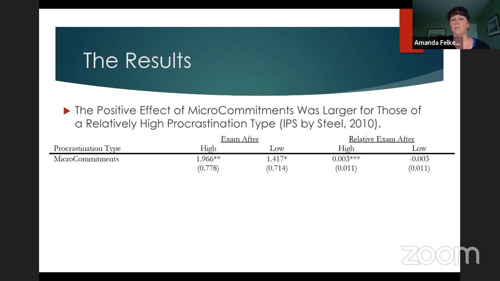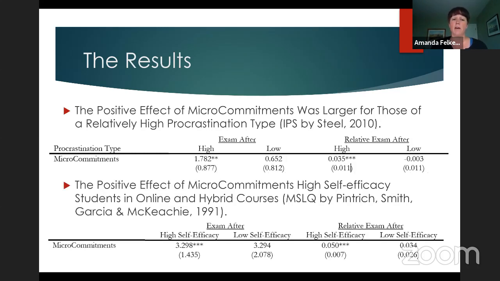Then we looked at our results by procrastination type, and there was a larger positive effect of the micro commitments for people who procrastinated relatively more. Also, in terms of self-efficacy, those with a higher self-efficacy level also had a higher benefit, and then lower self-efficacy had an insignificant effect when they had the micro commitments.